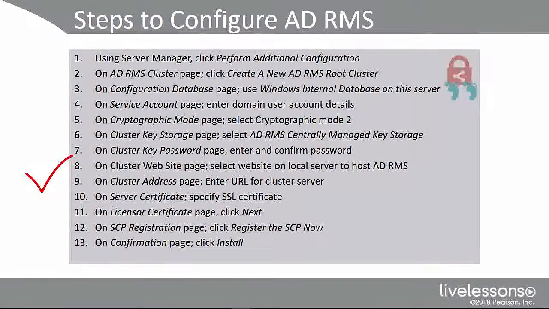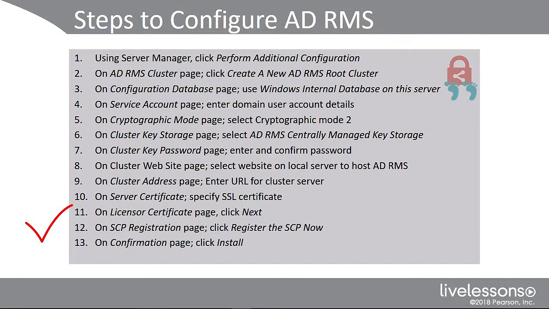And this FQDN must also be resolvable in DNS. If you're using SSL, which we're going to recommend that you do, you'll need a certificate with the appropriate subject name in order to complete this step. On step 10, on server certificate, you're going to specify the SSL certificate. You should avoid using a self-signed certificate when you're working in a production environment.